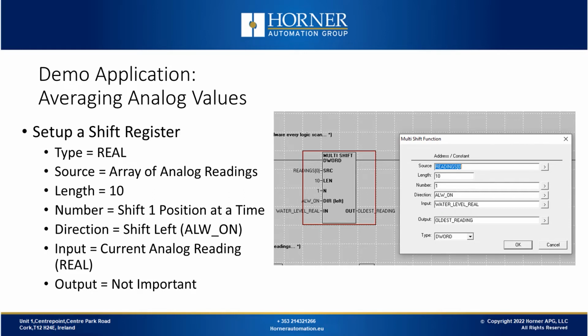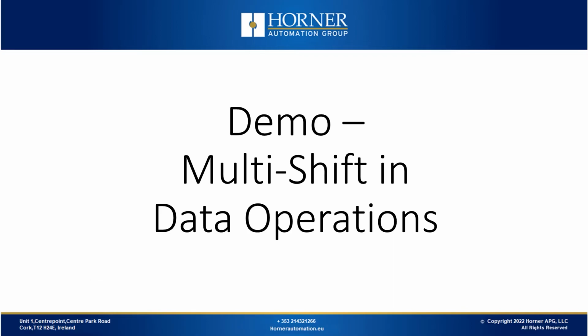We're using real type values, and our source is an arrayed variable of 10 values, which represents the real values of the last 10 analog readings. We're shifting in our latest analog reading with every scan, and again at every scan we'll look at all 10 of those values and create an average. So let's look at this in Cscape.